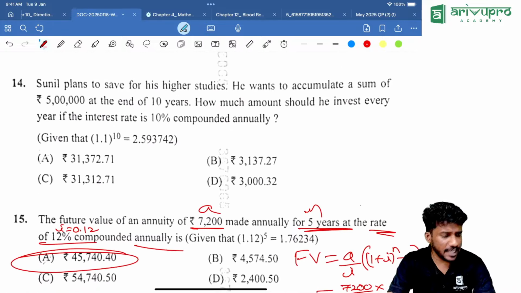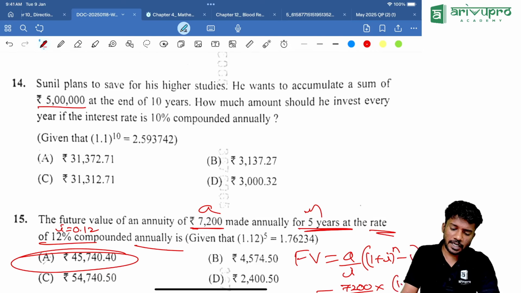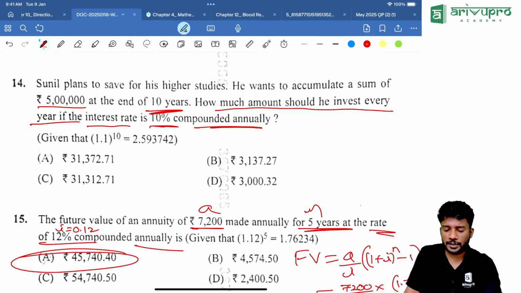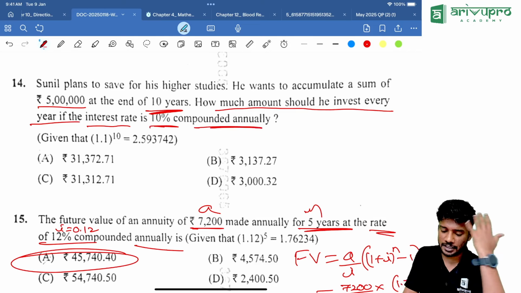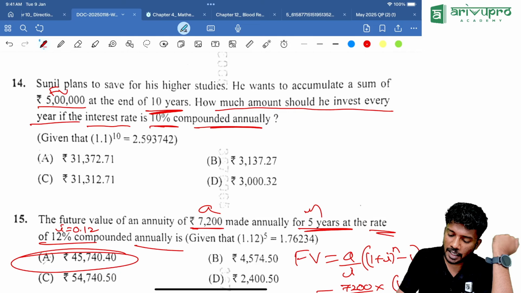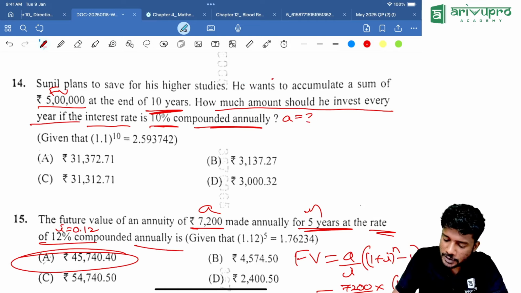Sunil plans to save money for his higher studies. He wants to accumulate a sum of 5 lakh at the end of 10 years. How much amount should he invest every year if the interest rate is 10% compounded annually? So how much is he accumulating? The future value is 5 lakh. Then they are asking for how much amount he should invest regularly. That means they are asking for the annuity amount.